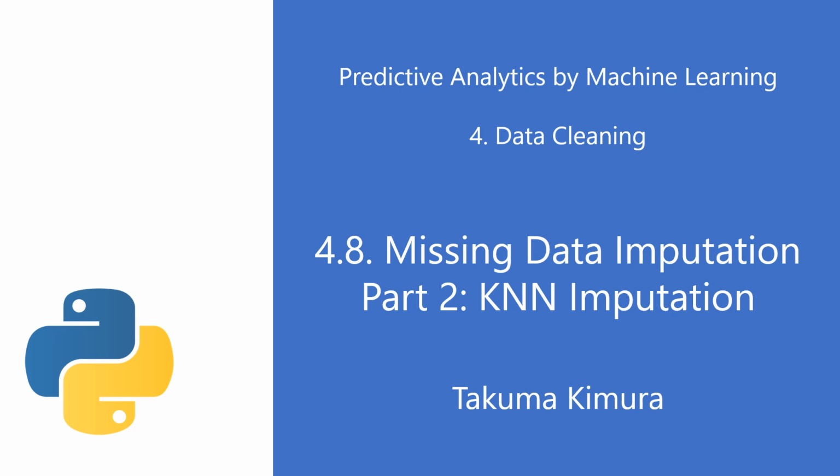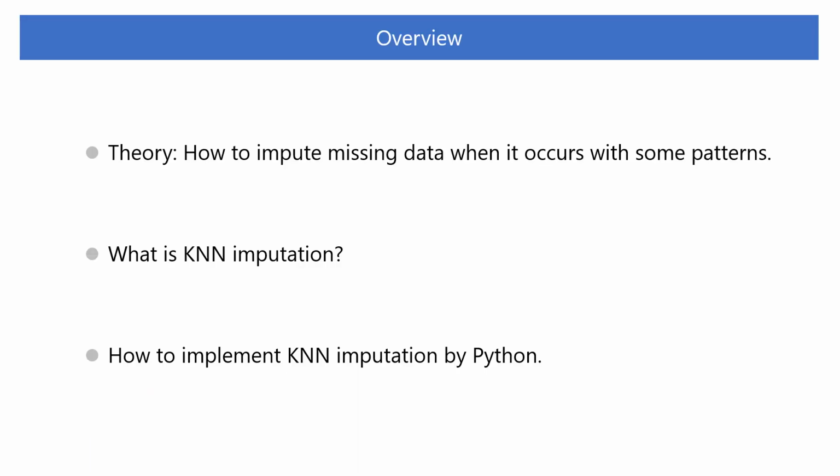Chapter 4, Section 7, Missing Data Imputation, Part 2, KNN Imputation. In the previous section, we learned a simple method for imputing missing data using representative values such as mean, median, and mode. These methods assume that the occurrence of missing data is completely random. However, if there is some pattern to the occurrence of missing data, it is more effective to predict the values of each missing data based on the pattern. As such methods, this section explains machine learning-based methods for missing data imputation.